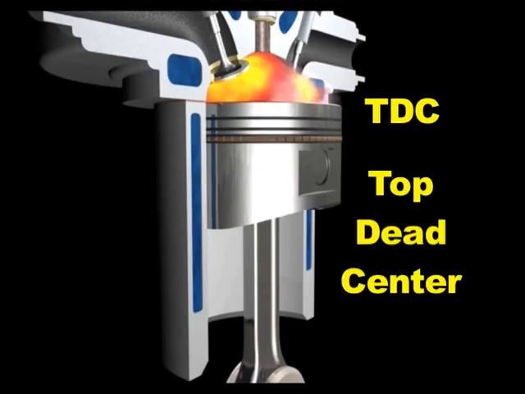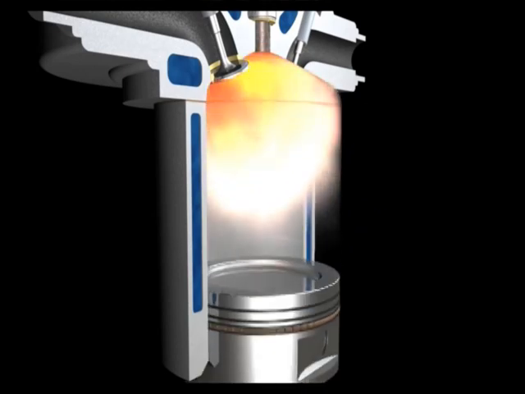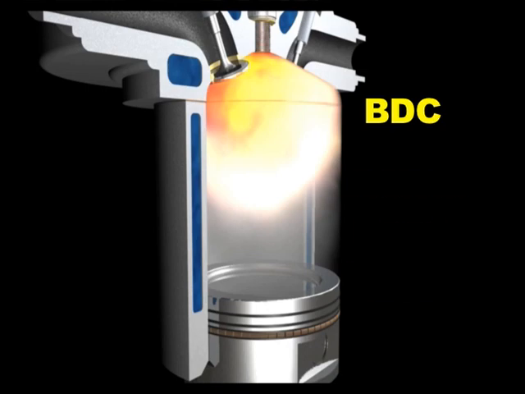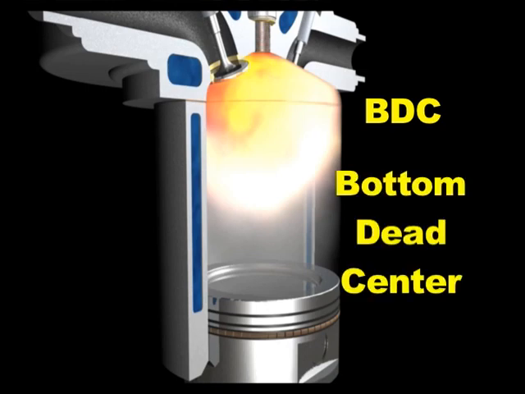TDC, or top dead center, refers to the piston at its uppermost position. BDC, or bottom dead center, refers to the piston at its lowermost position. These terms will be useful when we study other topics relating to engine operation.